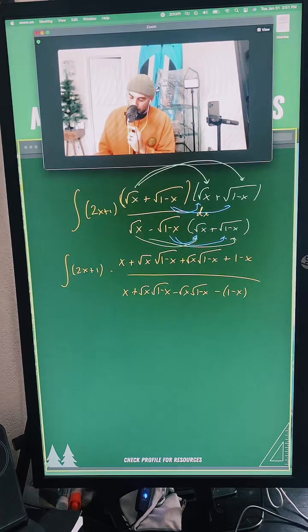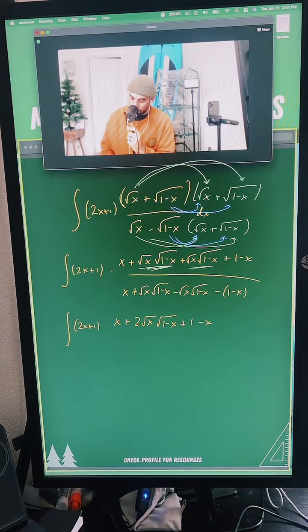So let's talk about the top. It looks like we have some common values that we can go ahead and simplify. So on the top, I have x plus 2 root x root 1 minus x, and then plus 1 minus x, all over. On the bottom, you're going to see that the roots cancel out, which is really nice.